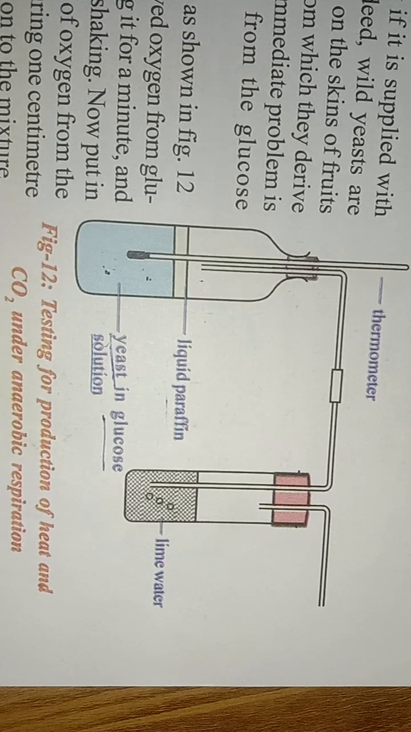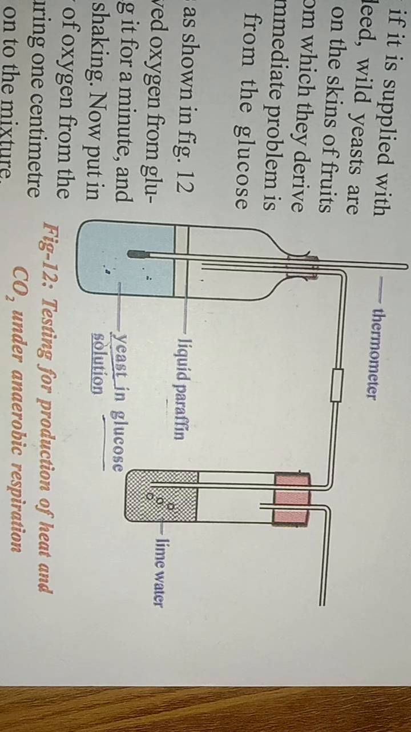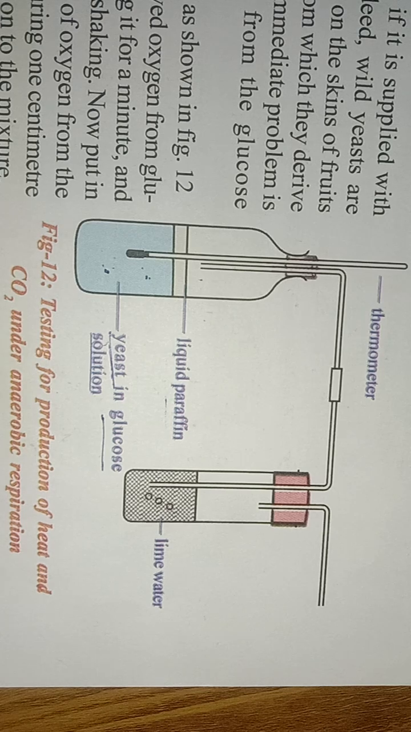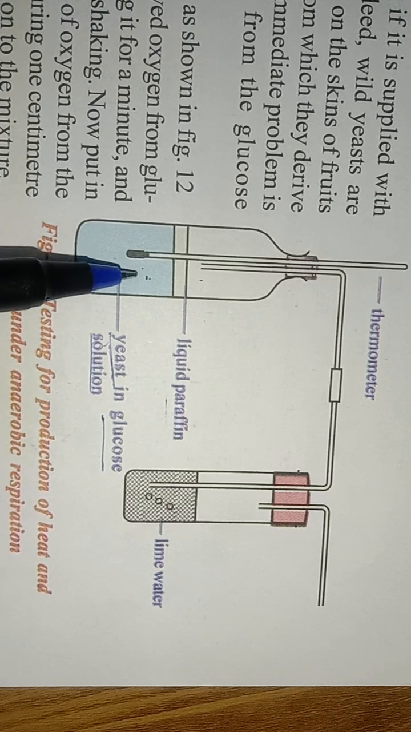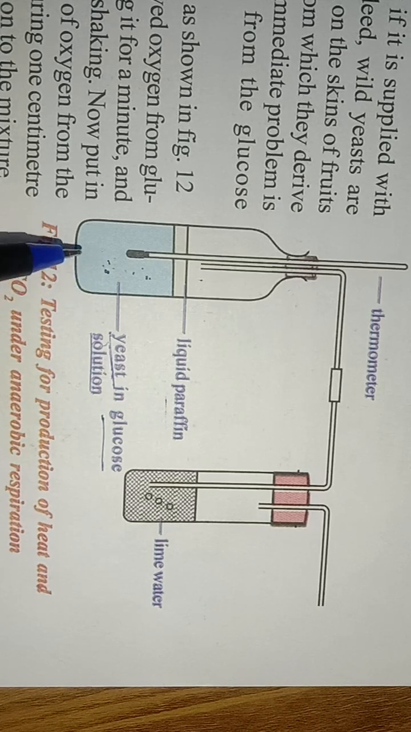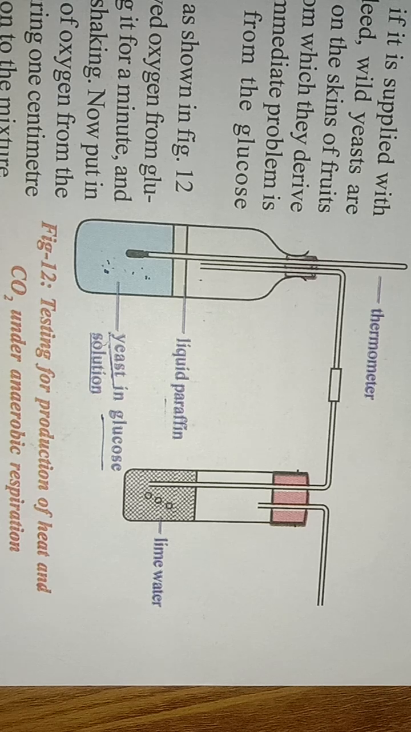If it is turning pink, oxygen is present. So this Janus green B solution, if you add it to this yeast solution and it turns pink, what is it indicating? A short supply of oxygen.